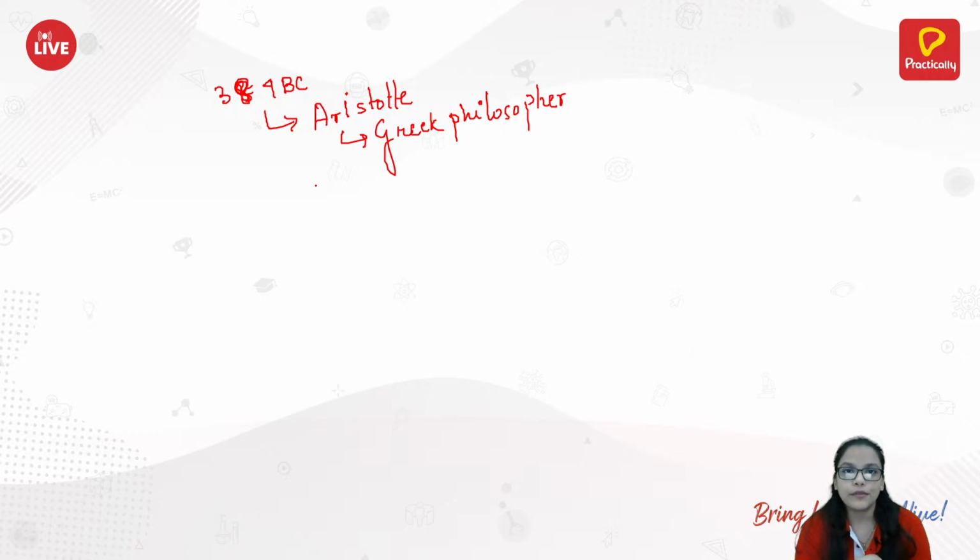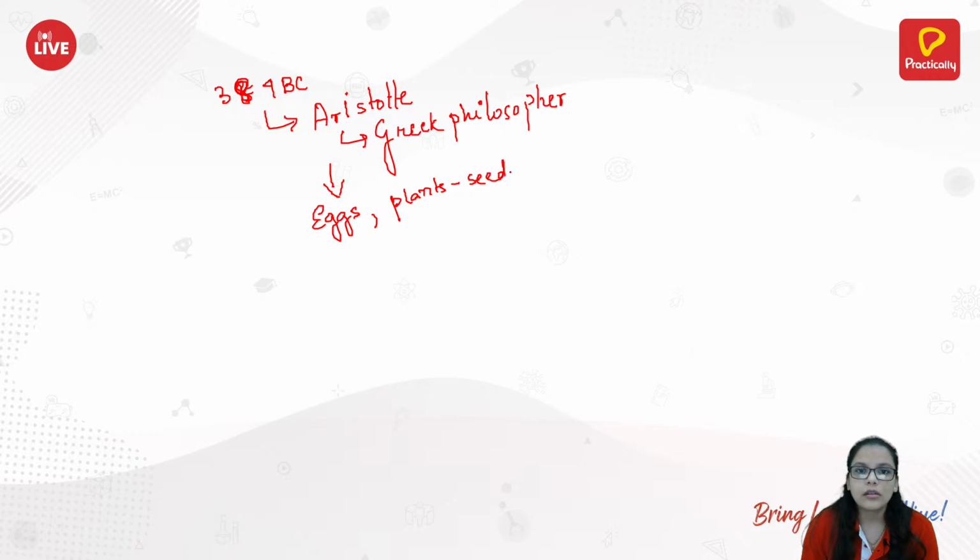Now, this Greek philosopher, actually, he saw that there are plants and there are animals. Some are giving birth, some are giving birth with the help of eggs, some are not. There are plants which give off seeds. Human beings reproduce differently. They don't use eggs and everything. So he saw that there are two things in the world.